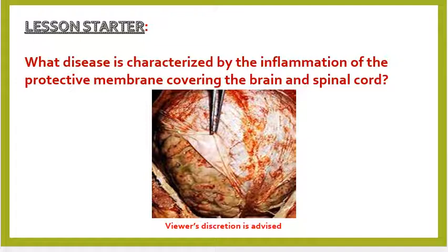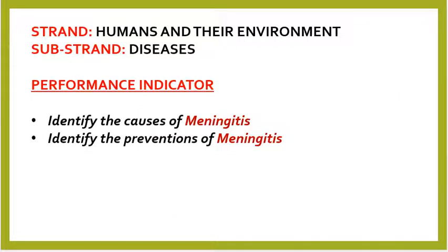All right, the answer is meningitis. Meningitis, or cerebrospinal meningitis. Good. In our previous lesson on our diseases, we learned about eczema, causes of eczema, and how to prevent eczema. Today, on our diseases, at the end of the lesson, I expect you to know the meaning, causes, and prevention of meningitis.